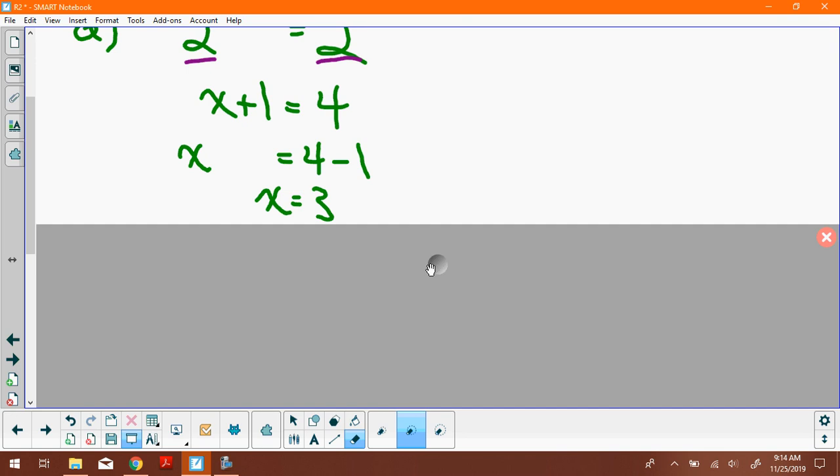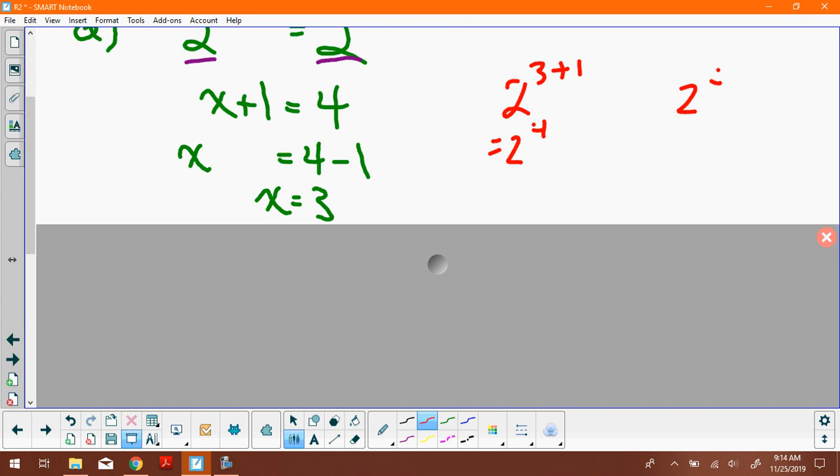Okay, and just on the side here, a quick way you can check to make sure you did that right, of course, is to go back to the top. My thing on the left said 2 to the x plus 1, so 2 to the 3 plus 1, which would equal 3 plus 1 is equal to 4. And that's what the other side said. It's supposed to be equal to 2 to the 4. So that means we got that right.